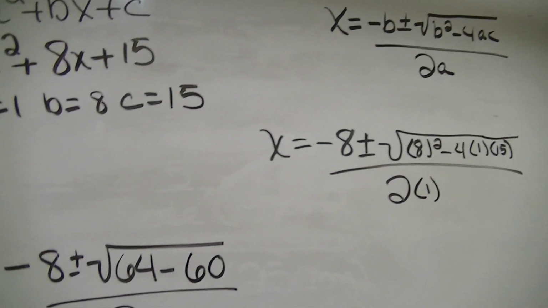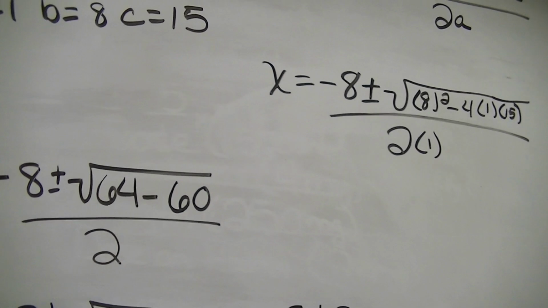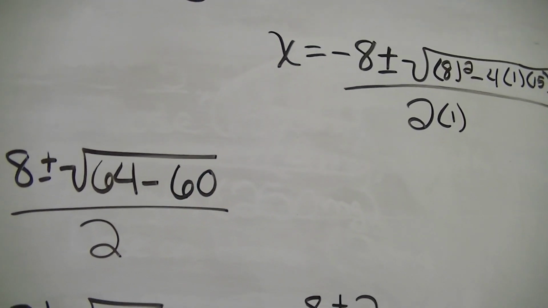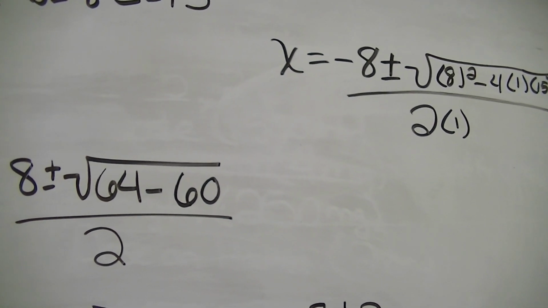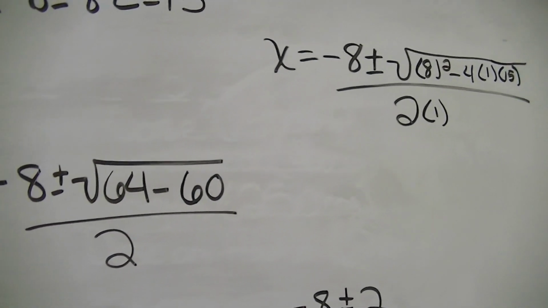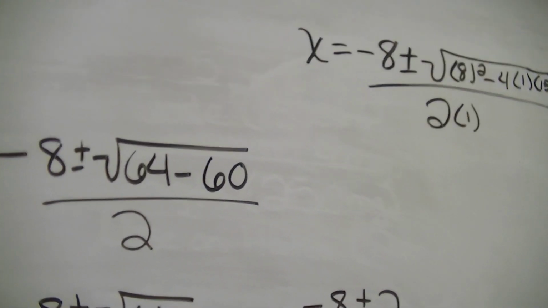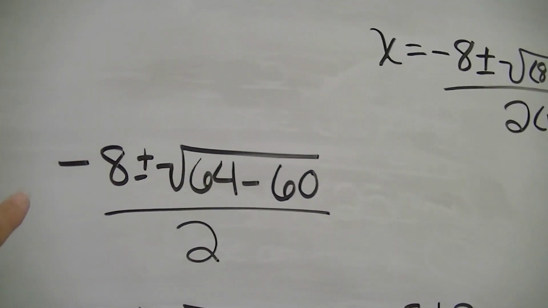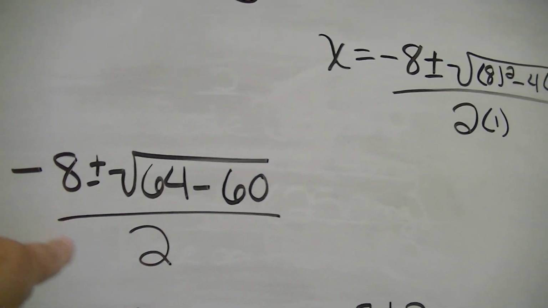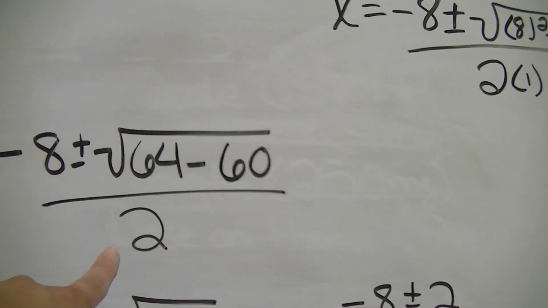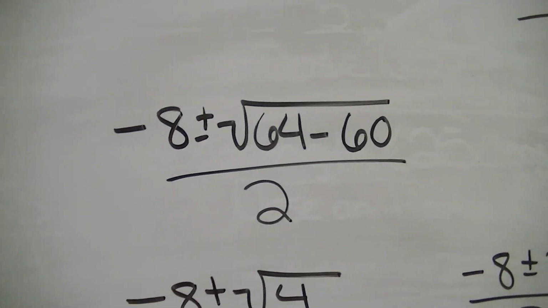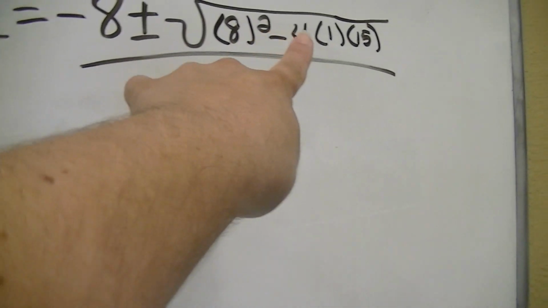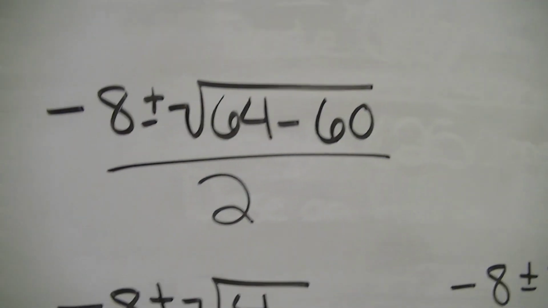But now that I have the numbers in, let's clean it up a little bit, right? So 8 times 8 is 64. Negative 4 times 1 times 15 is going to give us a negative 60. So underneath that square root sign, we have 64 minus 60. Notice my negative 8 and the 2 are still in the same position. The 2 times 1 is 2. That's how I got the 2 on the bottom, right? So all things else are the same. I just multiplied this part here and this part here to get this.